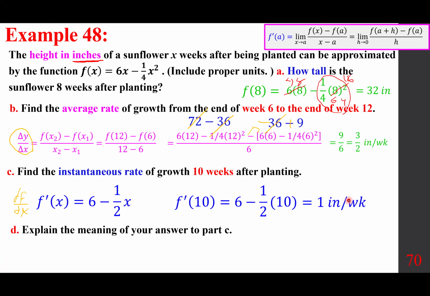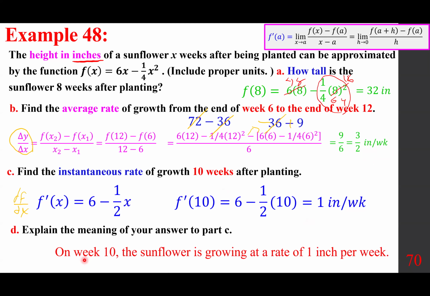Explain the meaning of your answer. So what does it mean in part C? In fact, in part B, it means on the average. That doesn't mean that every week that was the growth, but rather on the average from 6 to 12, the increase was half of an inch per week. In this case, it's on week 10 or after week 10. On week 10, the sunflower is growing at a rate of 1 inch per week.